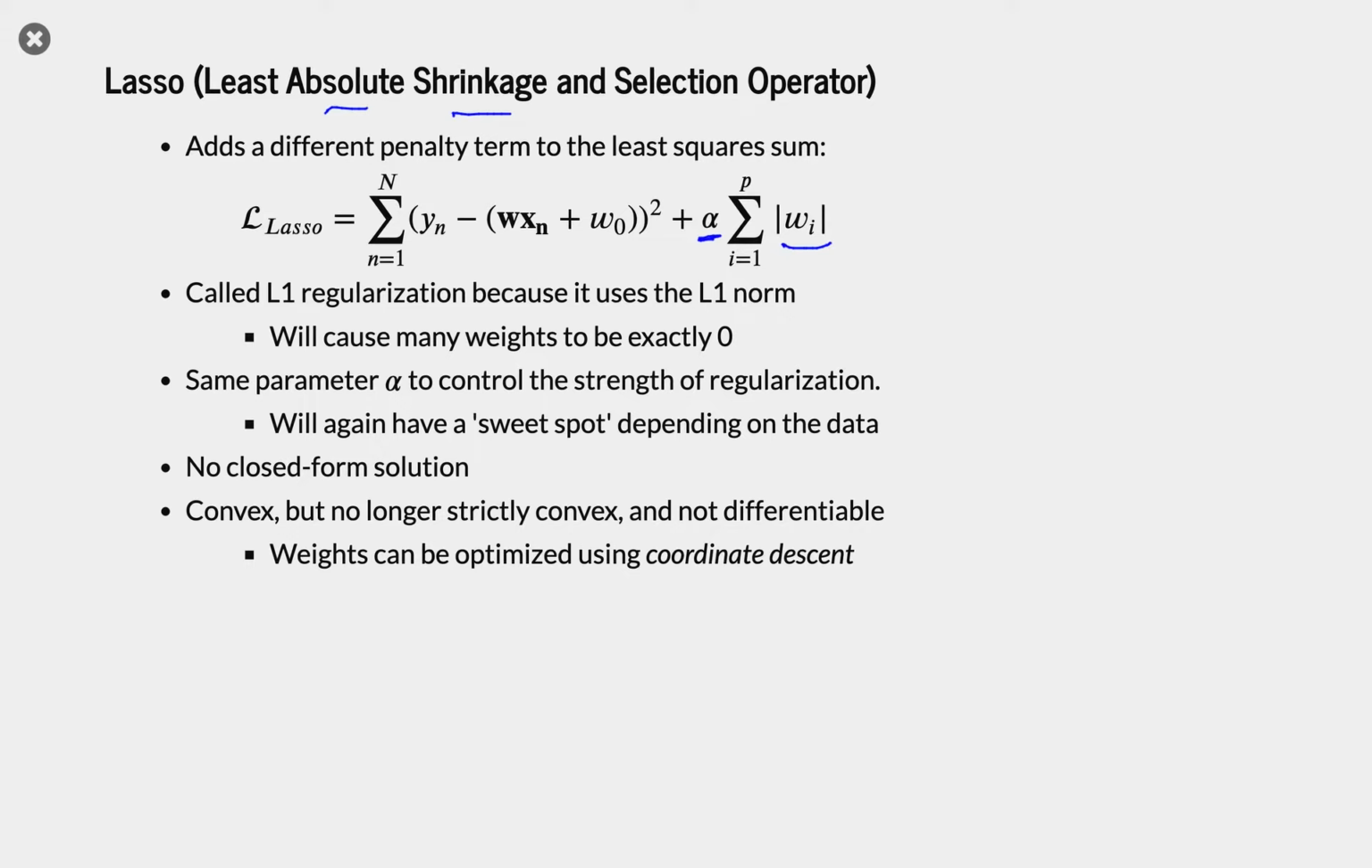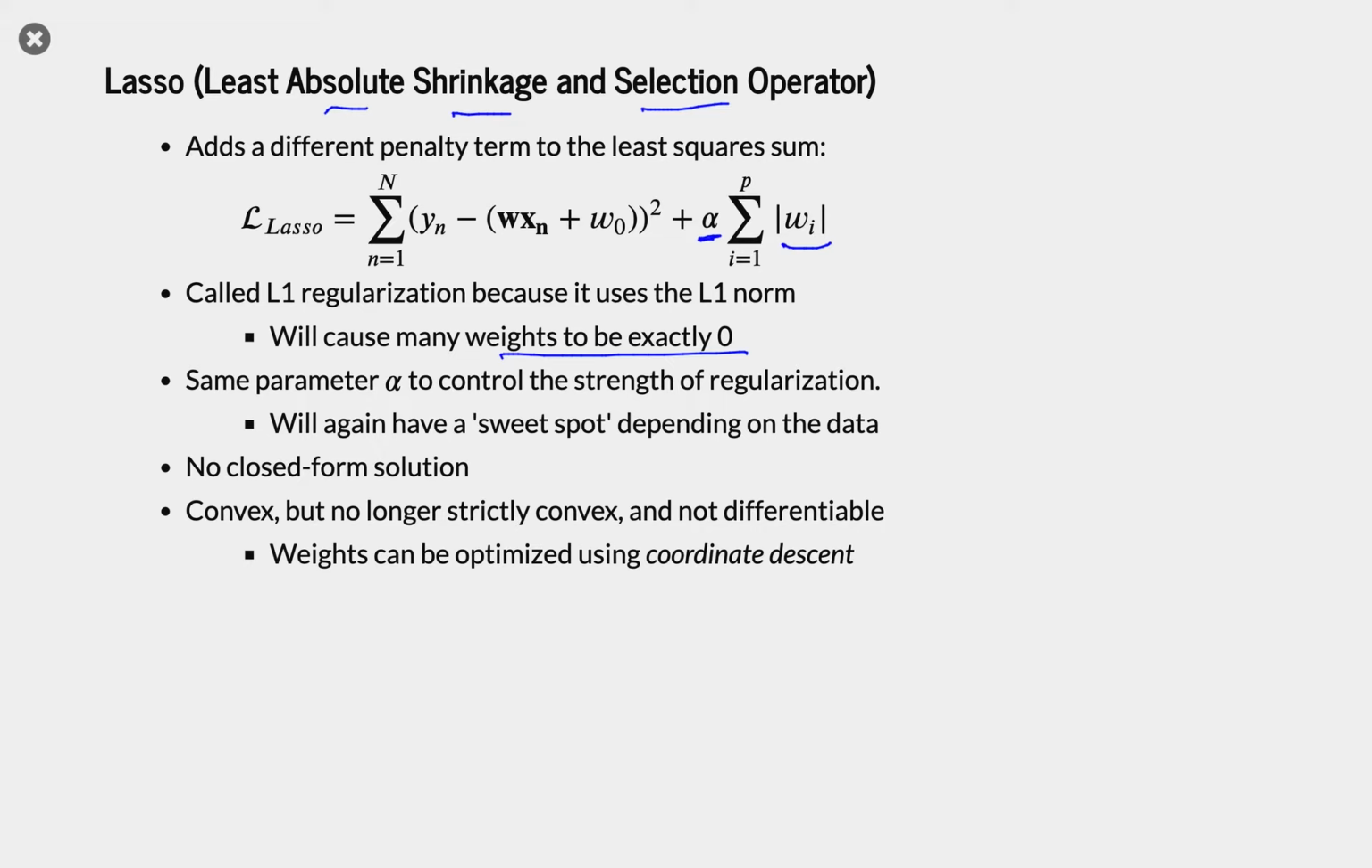And it's also a selection operator because, as it turns out, if you use this, many weights will be exactly 0, which means that if the weights are 0, then that feature has no role in the model, and you can just ignore the feature. The model ignores the feature. Right?